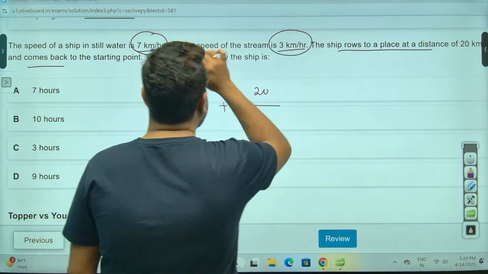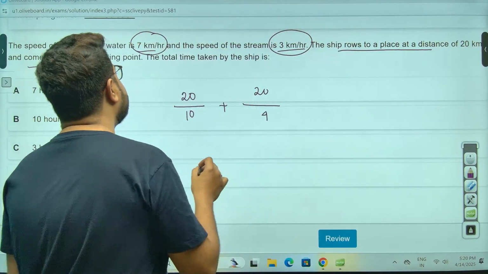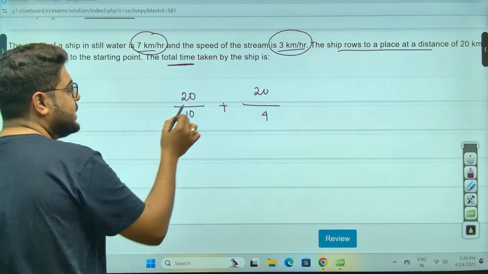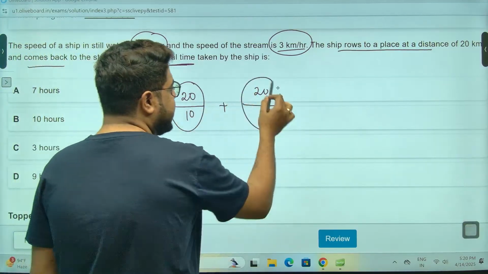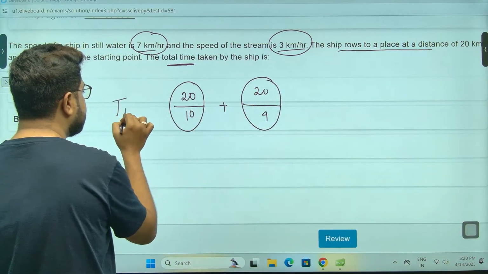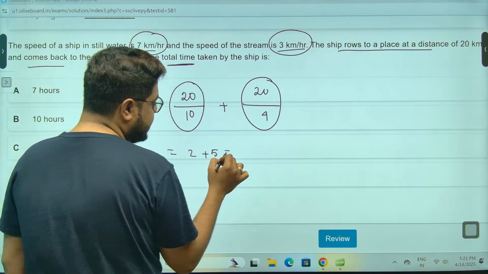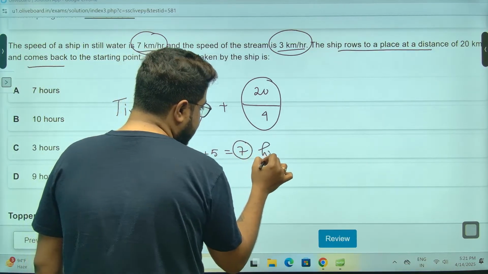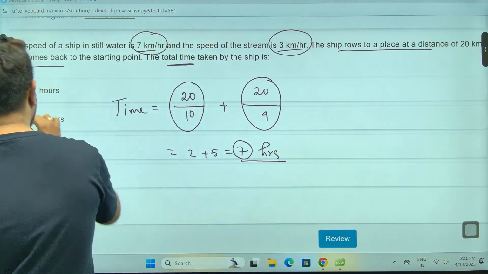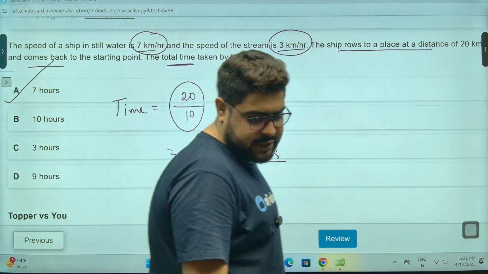Sir, it will be 7 minus 3, which means 4. That is the total time. Distance by speed is time. Total time will be this, so 2 plus this is 5. So the answer will be 7 hours. The answer will be 7 hours, option number A.